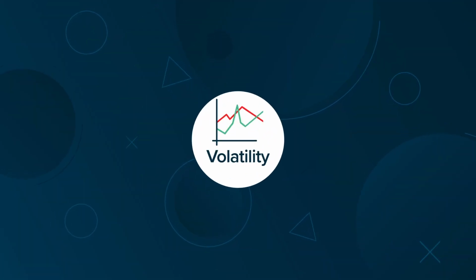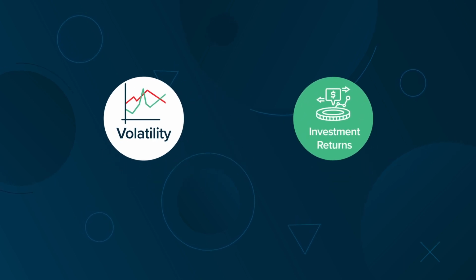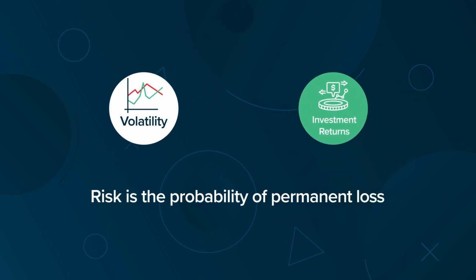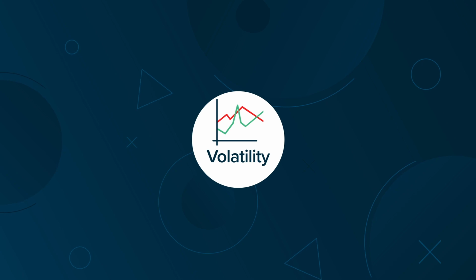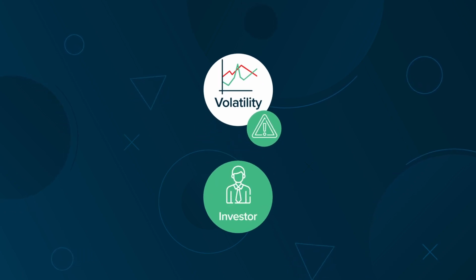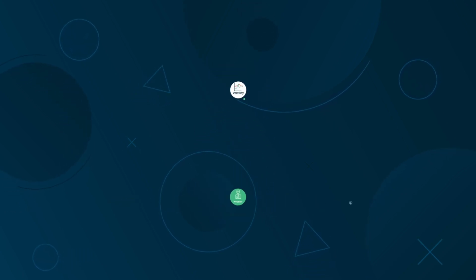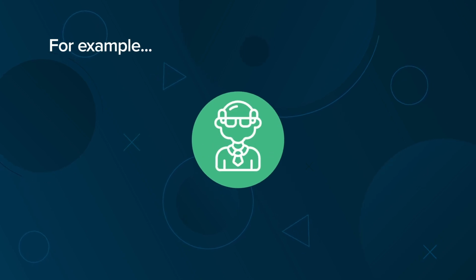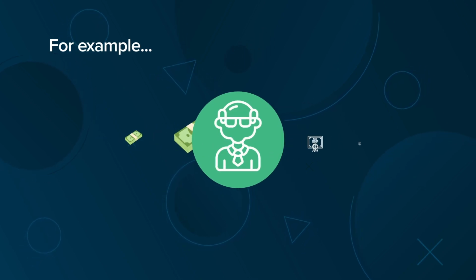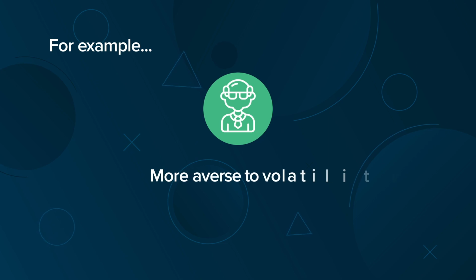While volatility is the change or swing in an investment's returns, risk is the probability of permanent loss. Volatility becomes more closely related to risk when investors are planning to sell in the shorter term. For example, investors closer to retirement may be forced to sell stock in order to pay for their expenses and are therefore more averse to volatility.